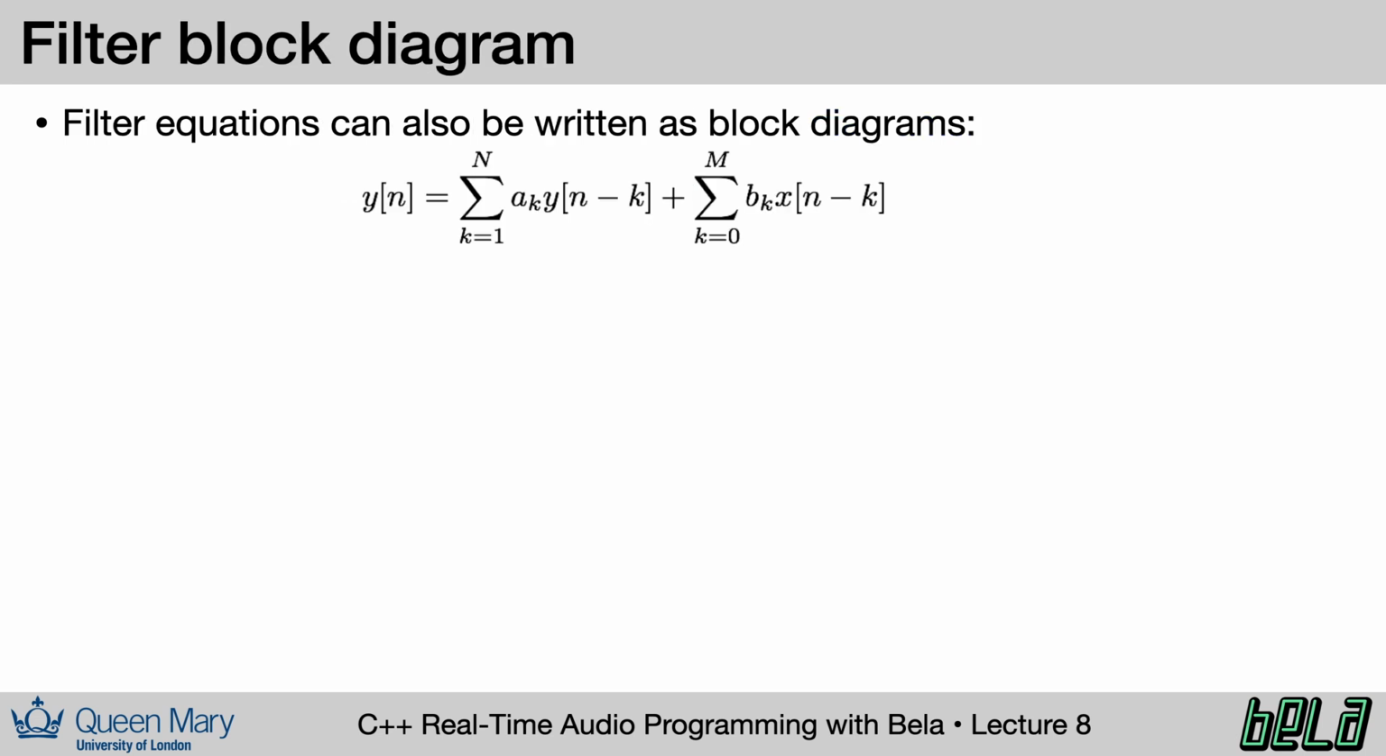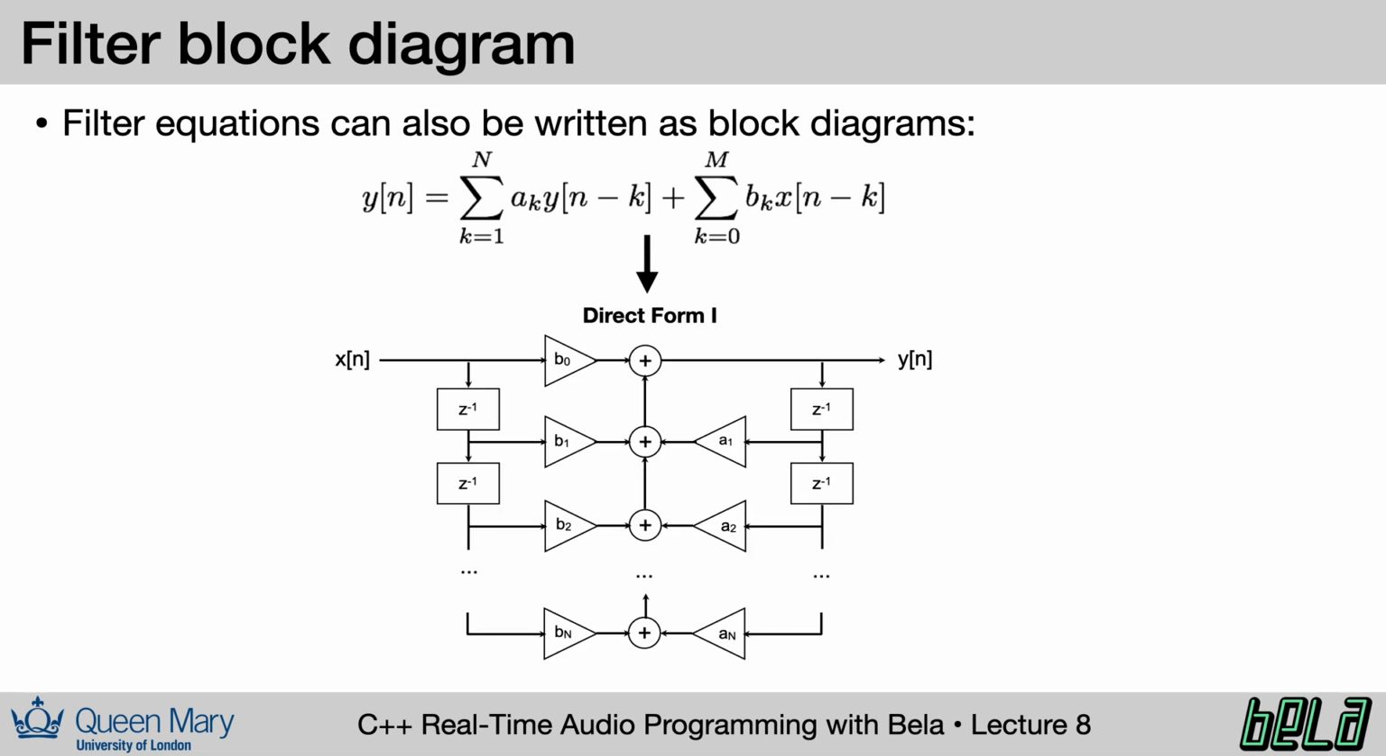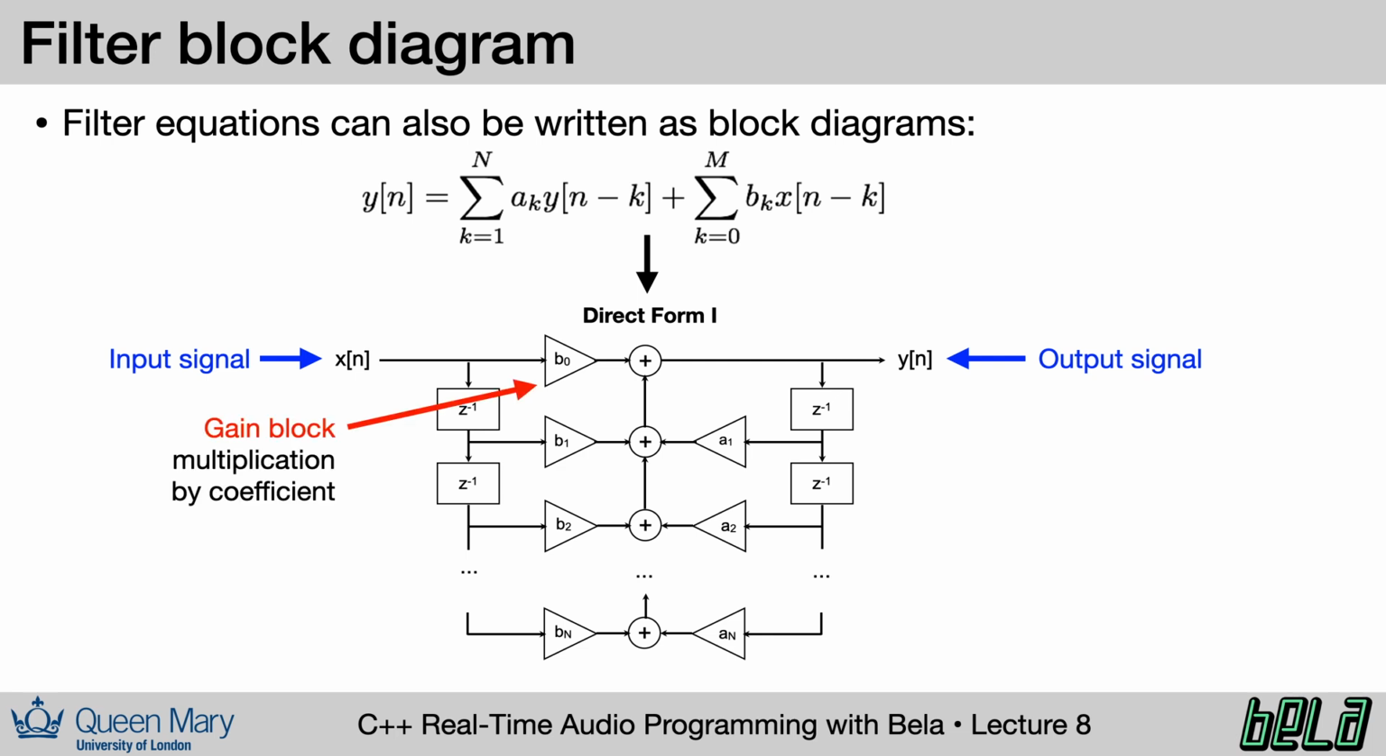An intermediate step that can be useful to understand filters is the block diagram. So this equation here could also be specified as a block diagram like this. In fact, there are multiple mathematically equivalent block diagrams for implementing the same filter. But let's look at the component pieces here. The input signal is on the left, the output signal is on the right. The arrows indicate the direction of signal flow.